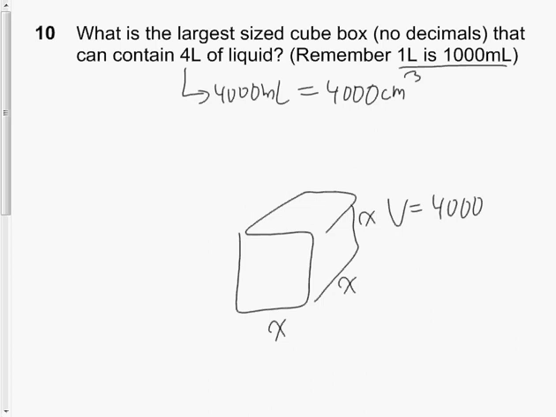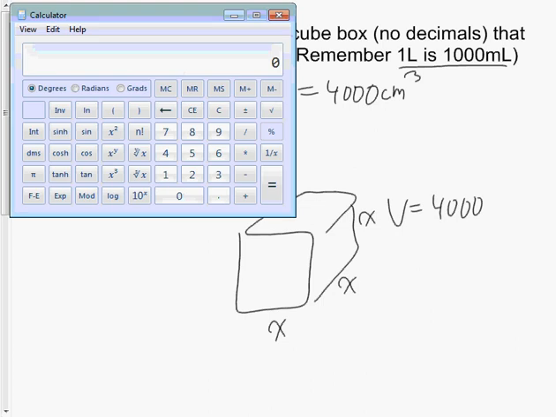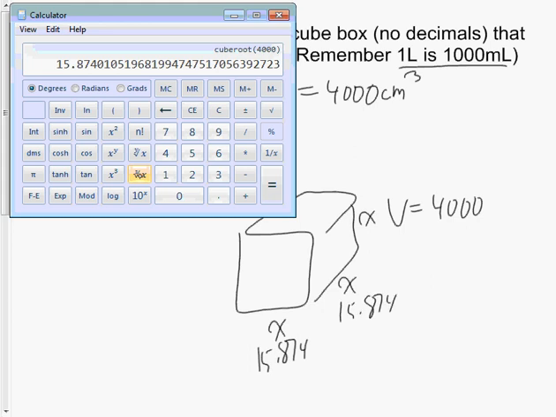If I take my calculator, there's actually a button on there that will do it for me. If I put 4,000 in, and right here I have what's called the cube root button. If I hit that, it tells me what number approximately multiplied by itself would be 4,000. So 15.874 times 15.874 times 15.874 is approximately 4,000. And I have to keep writing, but that's approximately what it is. But it says you can't have decimals.